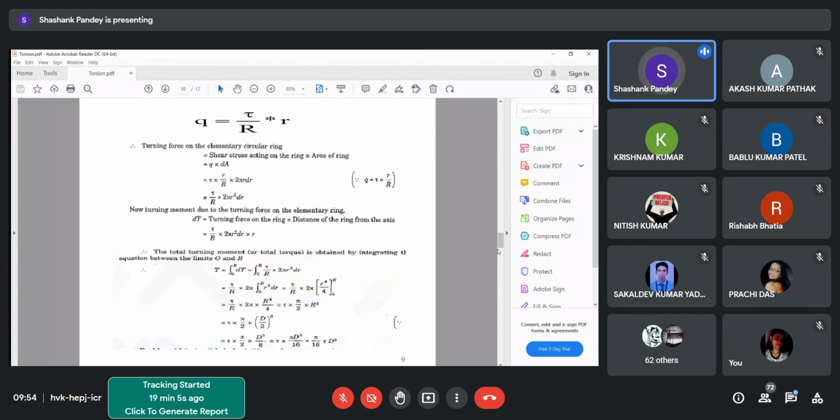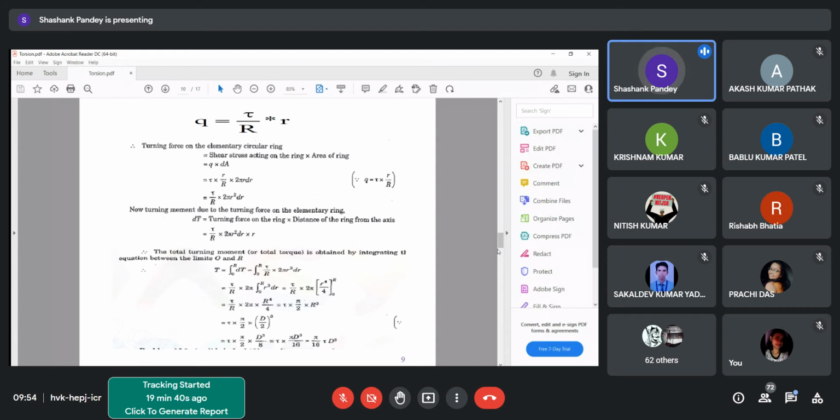we will integrate this value from 0 to R, which in turn will come out to be, by integrating, T equals tau into pi D cube upon 16. So on the left hand side we have the torque generated, and on the right hand side it is expressed in terms of the corresponding shear stress and capital D, which is the diameter of the shaft.